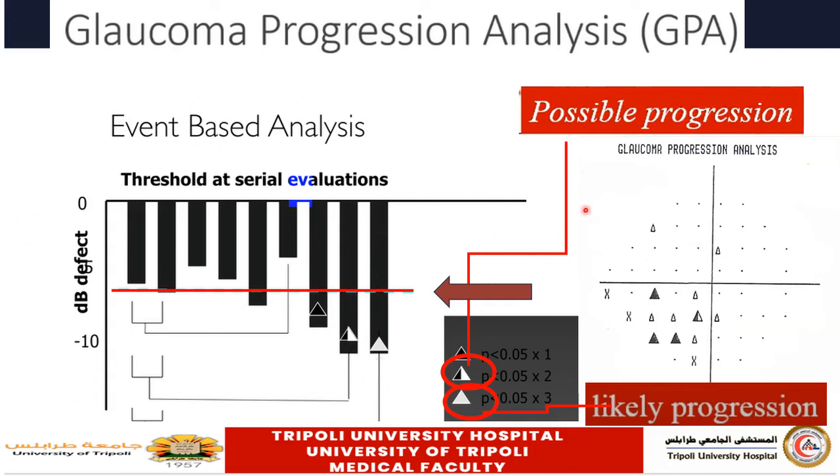So this is how we can read the event-based analysis. When this is full black, this is a real indication that there is real progression. However, this needs another visit to confirm that it is a real progression. This is how the event analysis works.